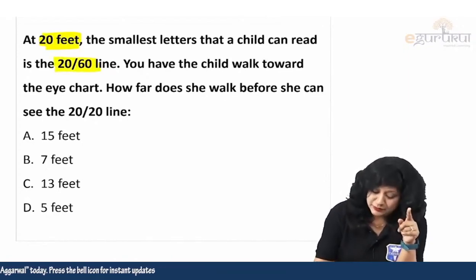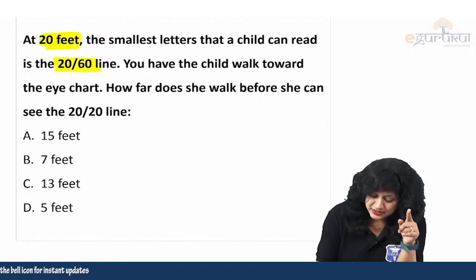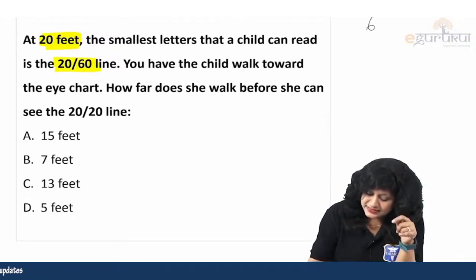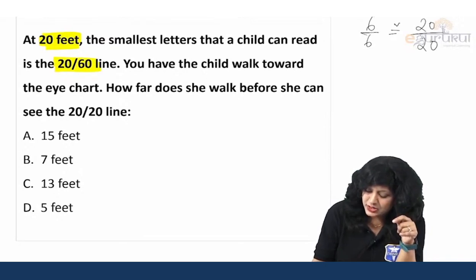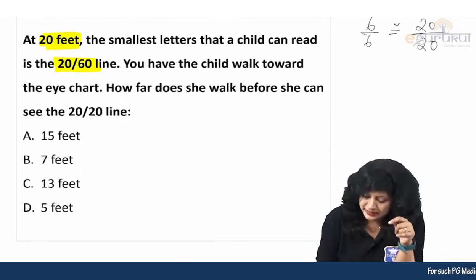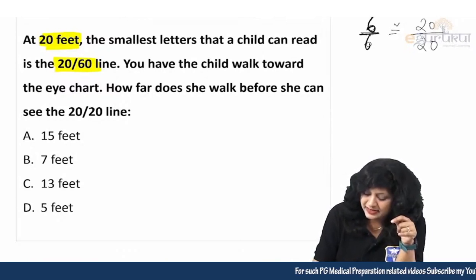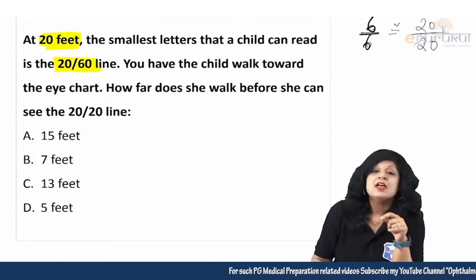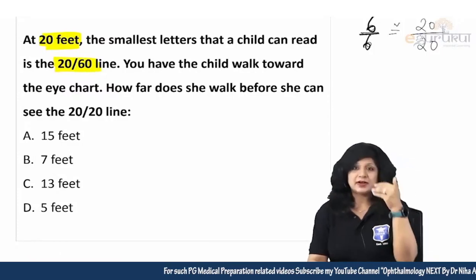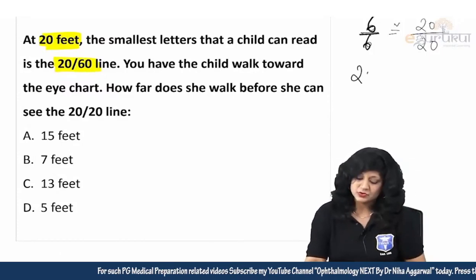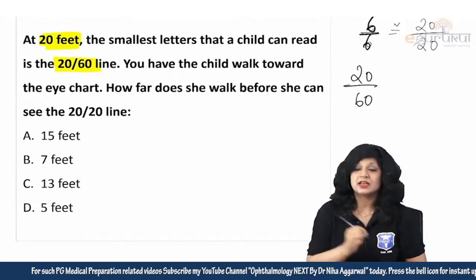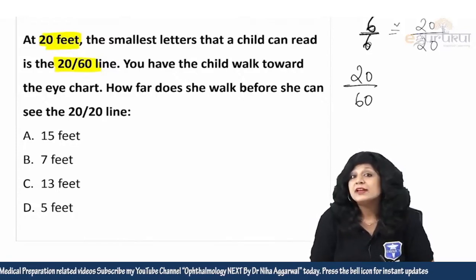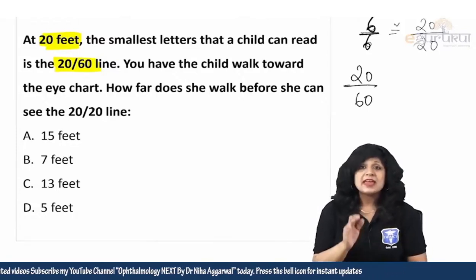20 feet is equivalent to 6 meters. You know that 6 by 6 is equivalent to 20 by 20 in feet. So in the US they take it in feet, here in India we take it in meters, but otherwise it is equivalent. Now this child is standing at 20 feet and the visual acuity is 20 by 60. Right? So it is not 20 by 20, it is less.